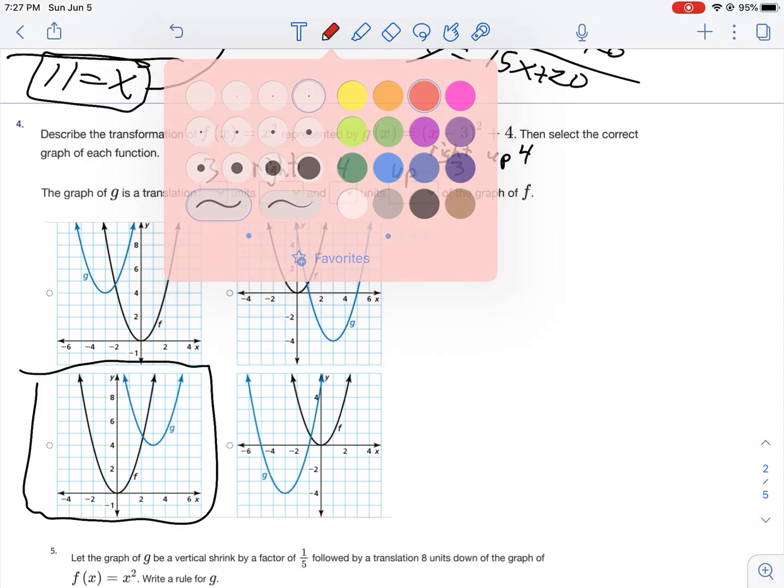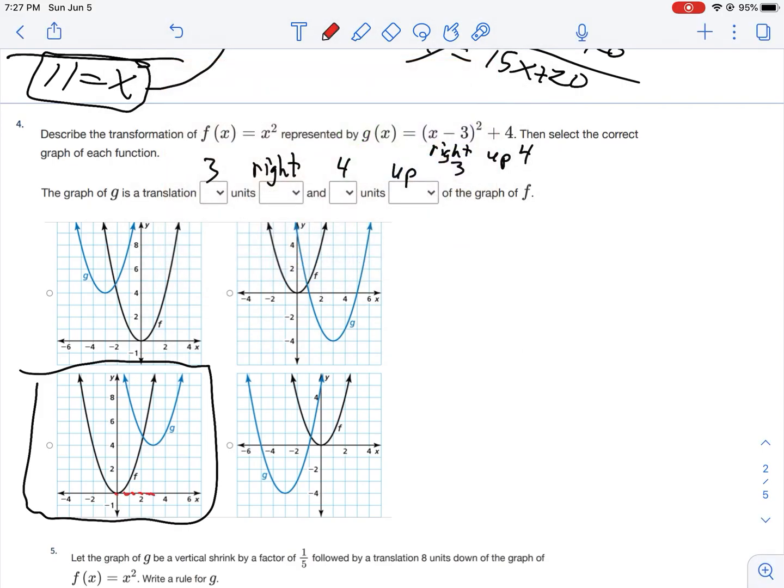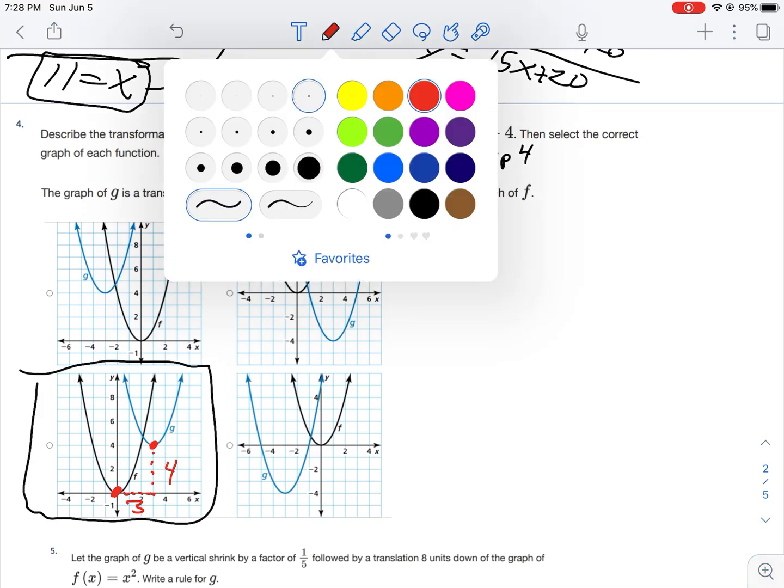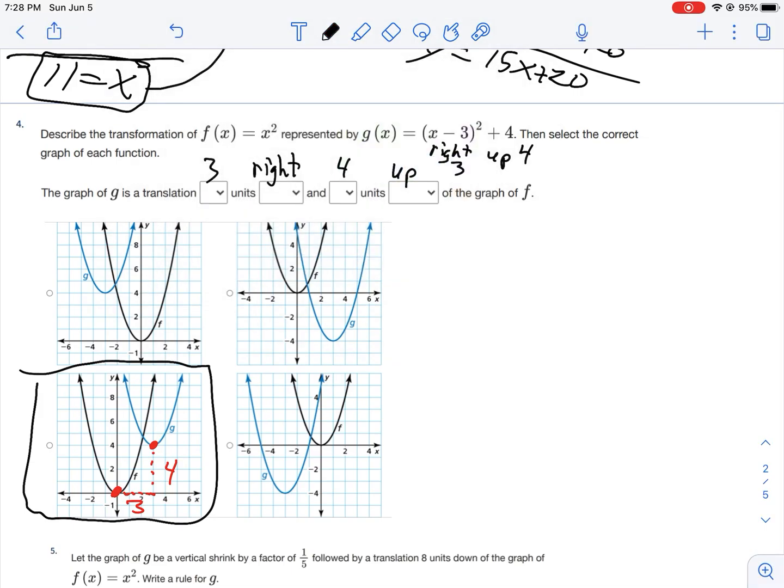Let's switch to red. We're going 3 to the right and up 4. There it is. So we went from f of x, which was the parent function, to the right 3, up 4.